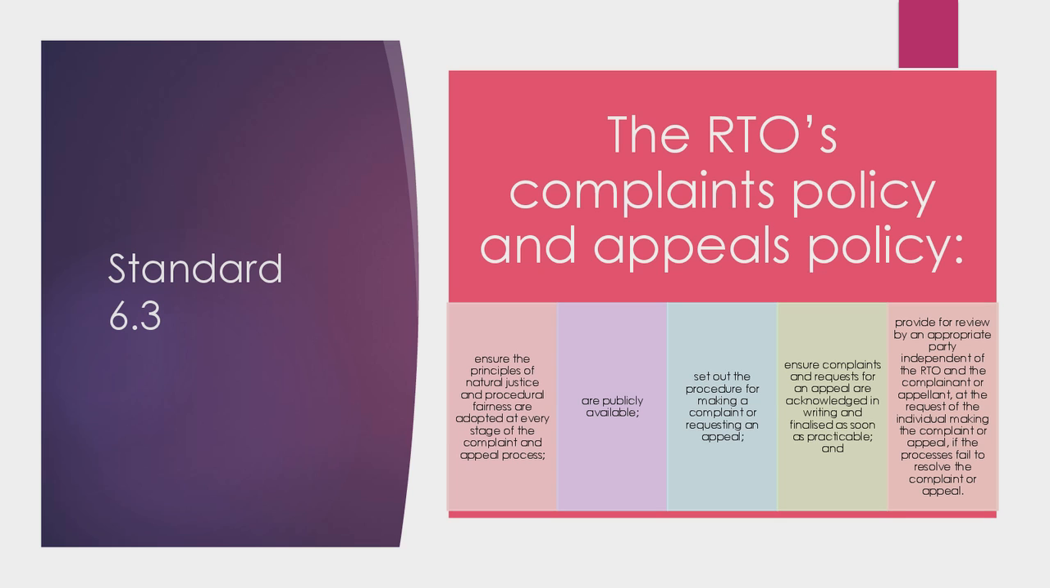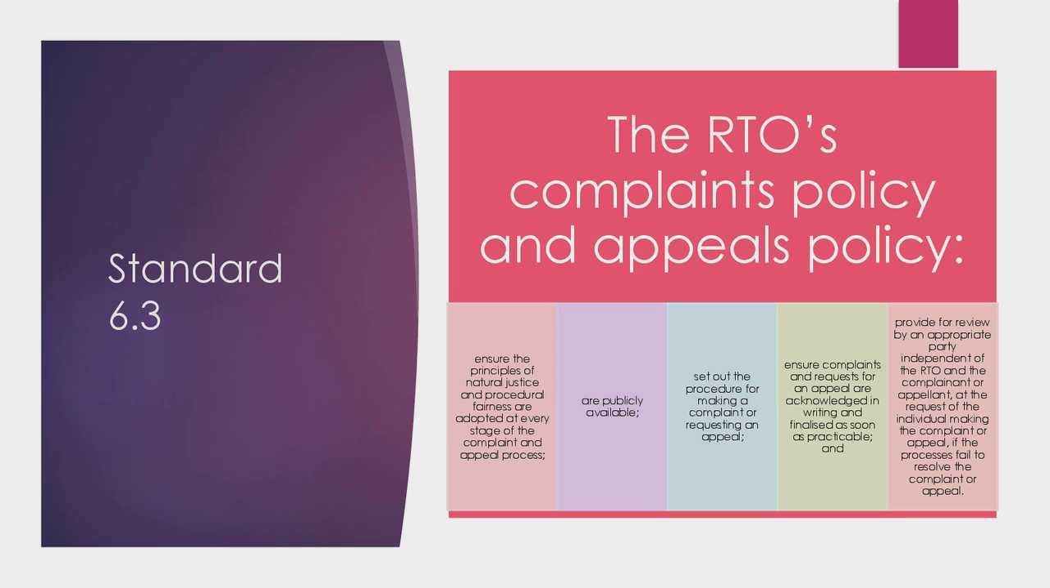Ensure that the complaints and requests for an appeal are acknowledged in writing and finalised as soon as practical. That's where we have it on the form that you'll acknowledge within 5 business days, and that can be an email. Provide for review by an appropriate party independent of the RTO and the complainant or appellant, at the request of the individual making the complaint or appeal, if the processes fail to resolve the complaint or appeal. So the student has the right to an independent third party outside of your organisation to appeal the result.